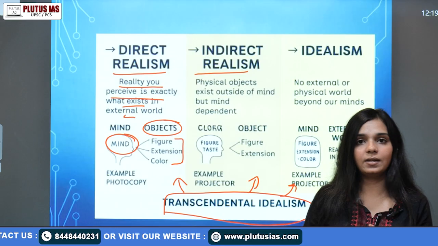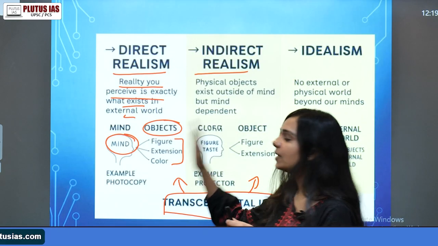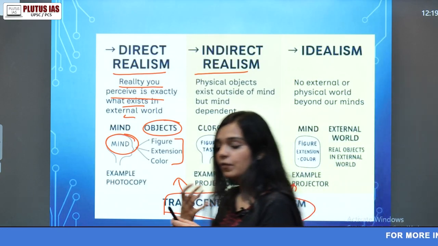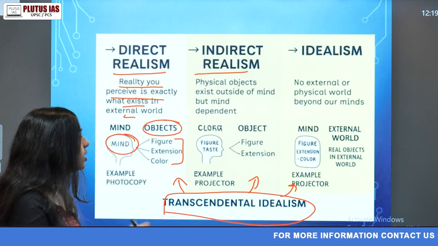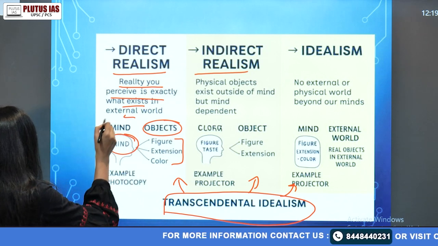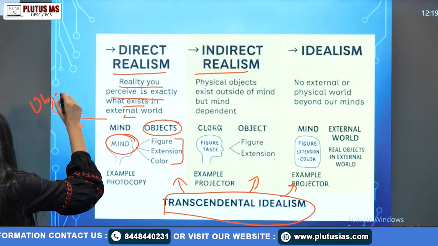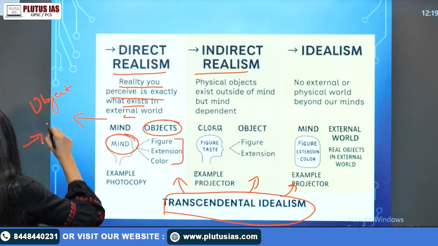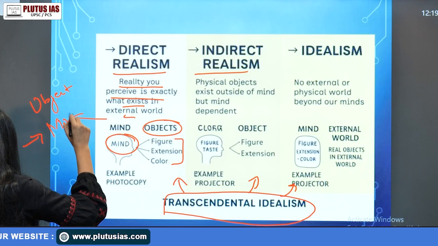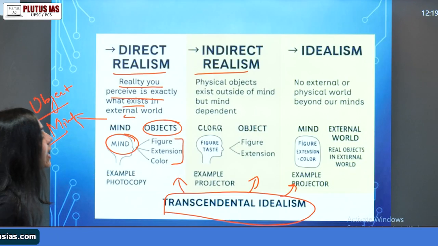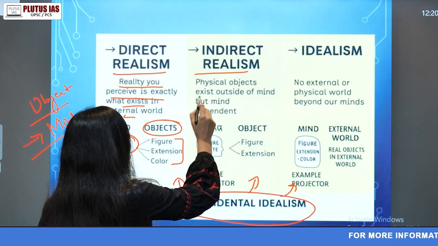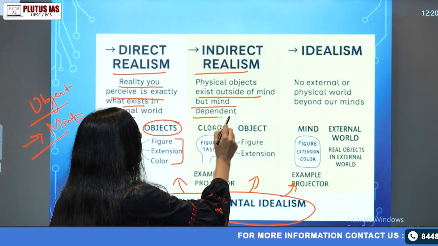There is no mediator, there is nothing else. So in direct realism, the contact is from object to mind, right? So this is direct realism: object and mind contact. Understood? Now, indirect realism is that physical objects exist outside of mind but are mind dependent.